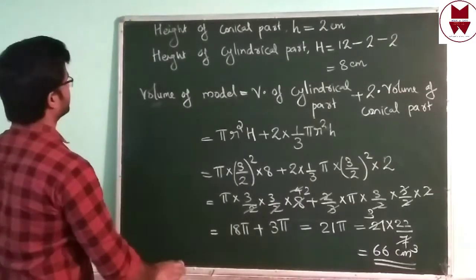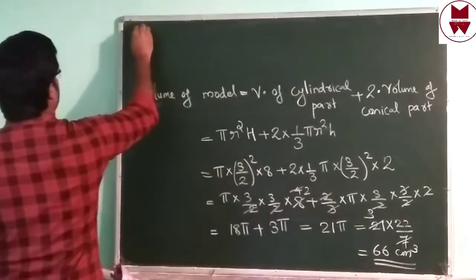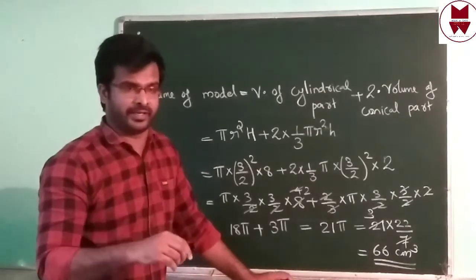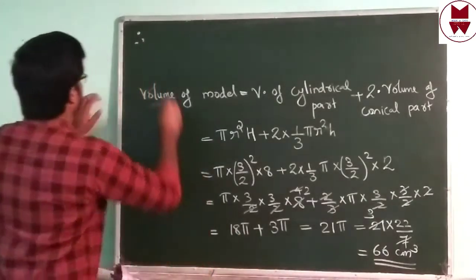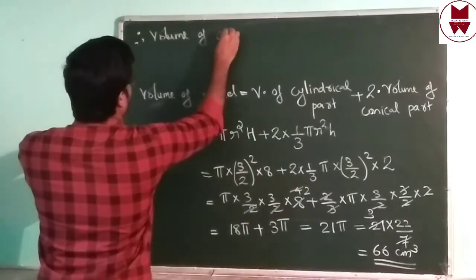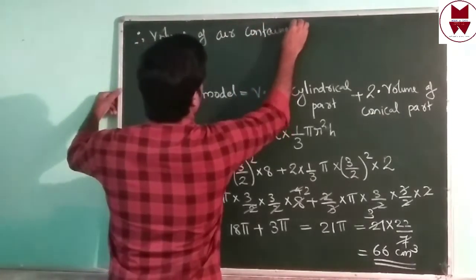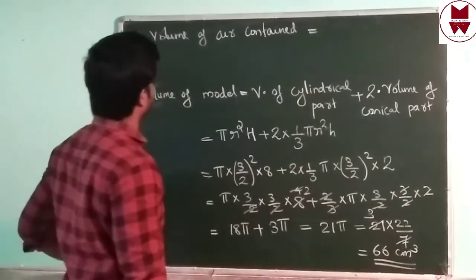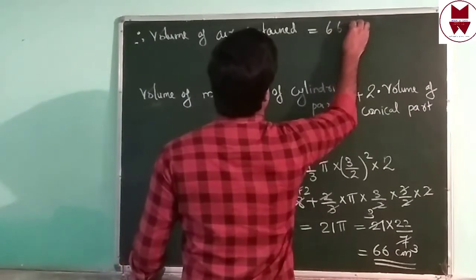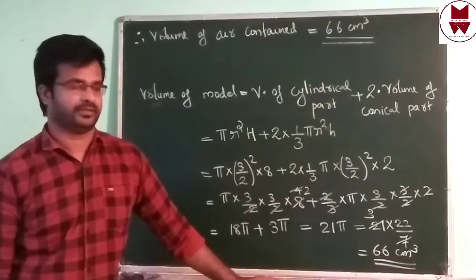Therefore, what is our question? Our question is find volume of air contained in that model, isn't it? Then we can write volume of air contained equal to volume of model, they will be equal. That answer we can write 66 centimeter cube. This is volume of air contained.